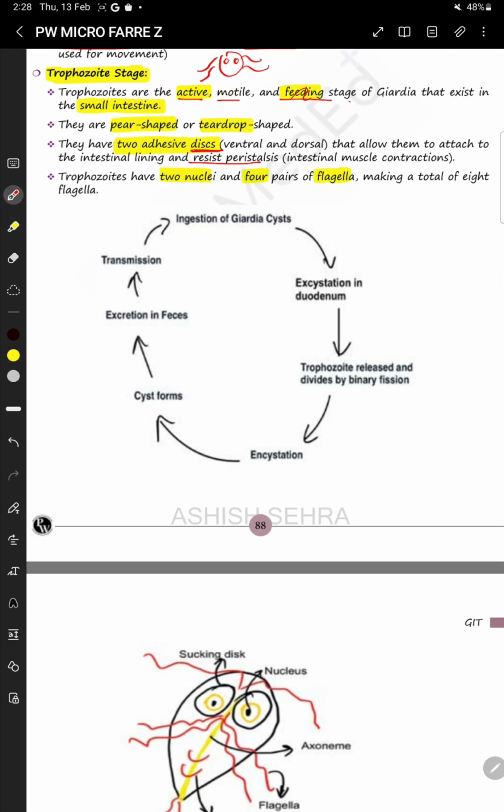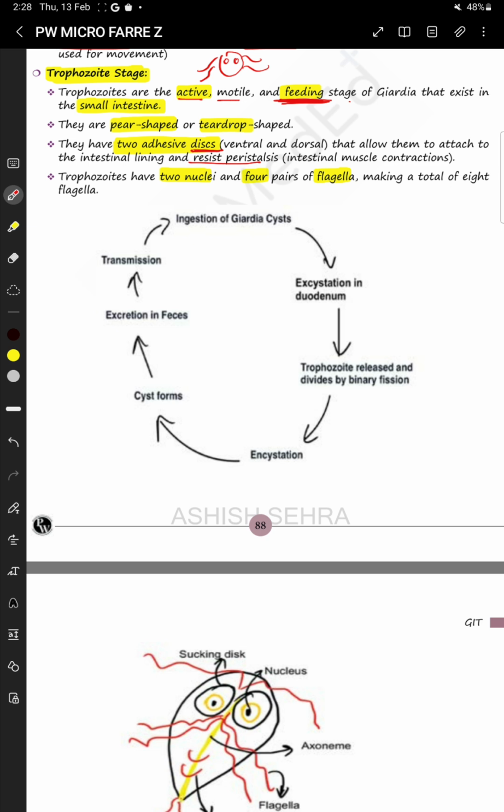So trophozoites are the feeding stage. They are the active, motile, feeding stage of Giardia that exist in the small intestine. They are pear-shaped or teardrop-shaped. They have two adhesive discs, ventral and dorsal, that allow them to attach to the intestinal lining and resist peristalsis.